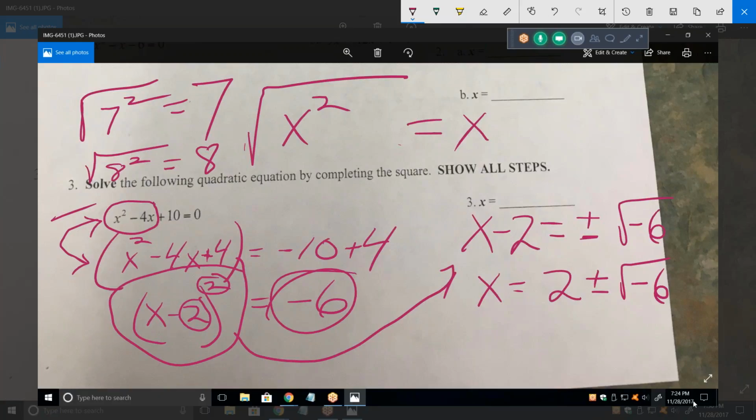What are my 2 answers? In other words, that gives you 2 answers. What are they? 2 plus 4.4, and... No, I don't want answers like that. I want answers like square root of 6i. Okay. What's the other answer? 2 minus square root of 6i.